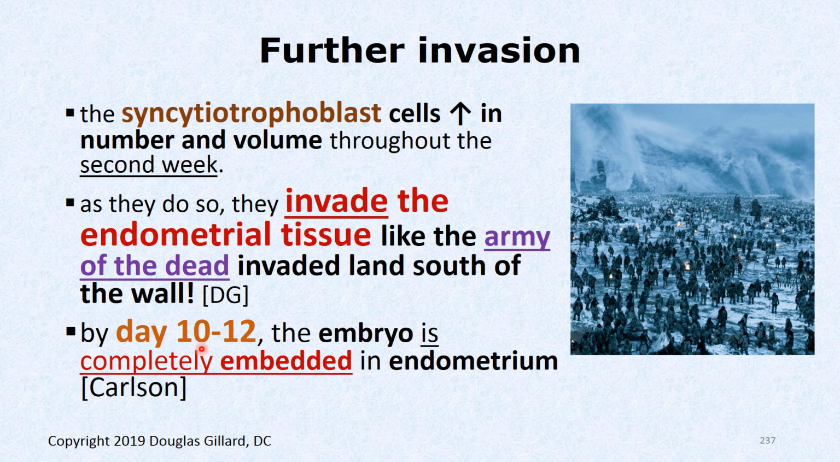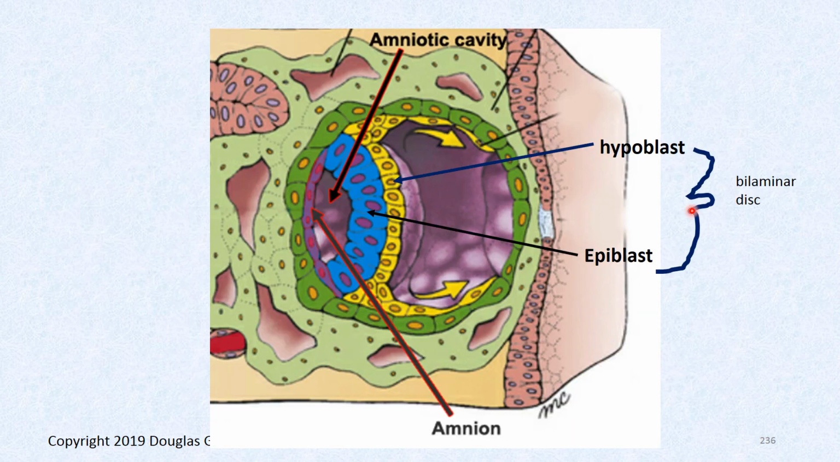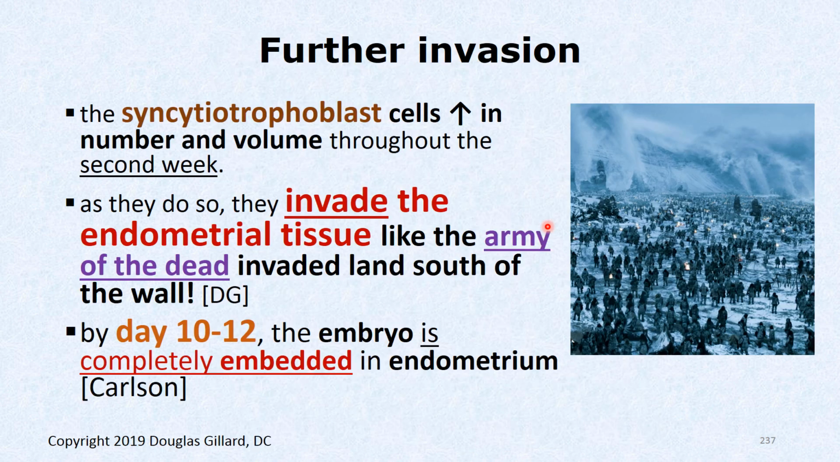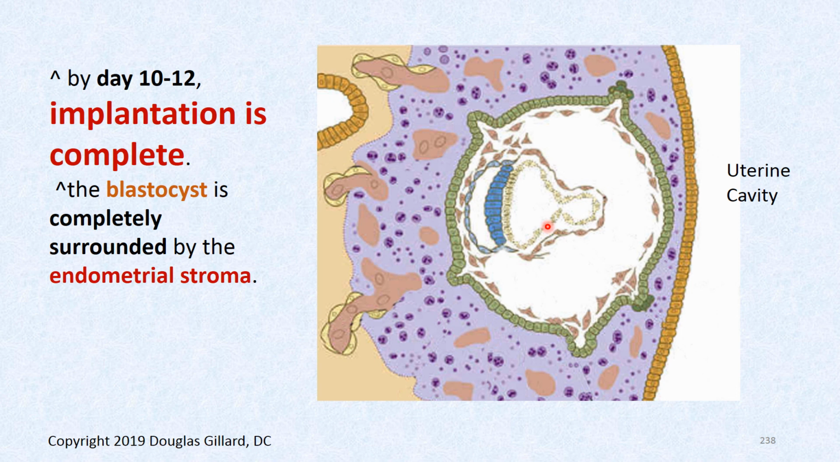By day 10 to 12, the embryo is completely embedded in the endometrium, and then you get a little plug, a little scar that forms, which they should have drawn, a little scar that would form here. We saw that in the other one, right there. See this little scar where it went in? Fibroblasts got in there and scarred that up. And so by day 10 to 12, implantation is complete.